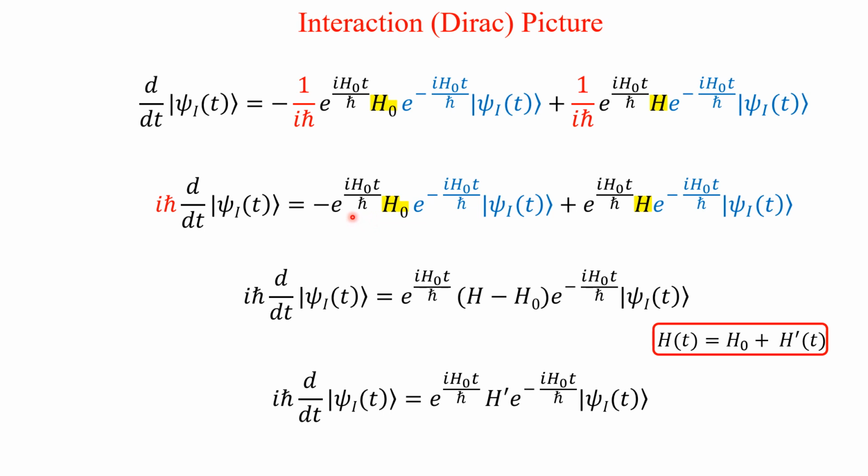So here, exponential i H naught t over h cross and its inverse. Here also same thing. So I can take this as H, H minus H naught. I am taking the remaining thing as common. What is H minus H naught? By definition, H is equal to H naught plus H prime. So if you bring this H naught here, H minus H naught is equal to H prime. That's what I have written, this H minus H naught as H prime. So finally I have arrived at this expression.